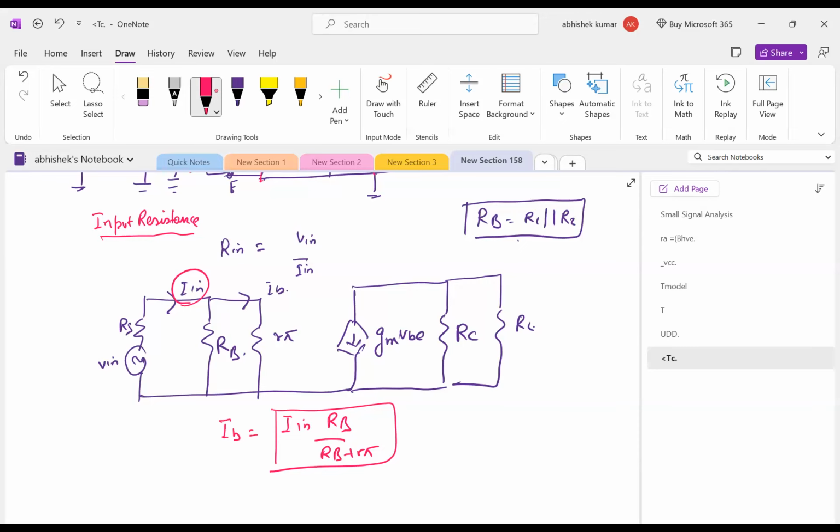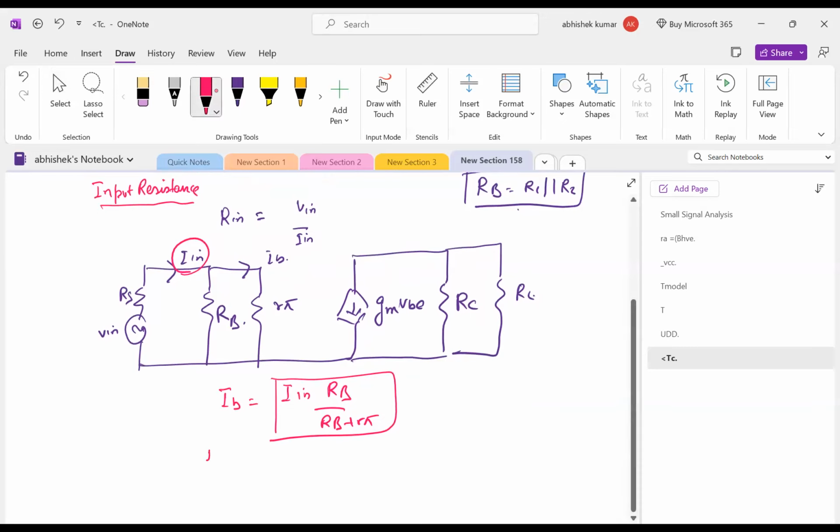Okay, so using this concept, can I tell that I in is nothing but RB plus R pi divided by RB into IB, right? Right or wrong? Okay, any doubt? No, sir.